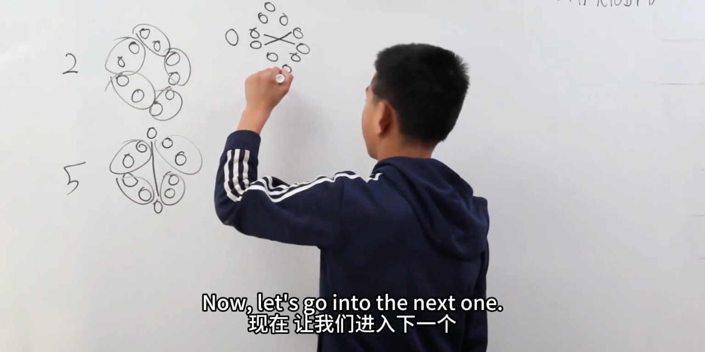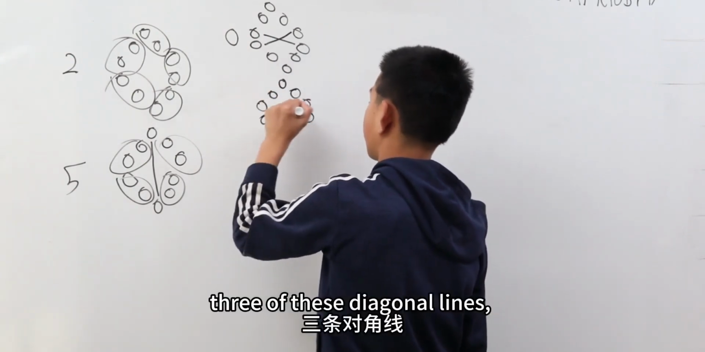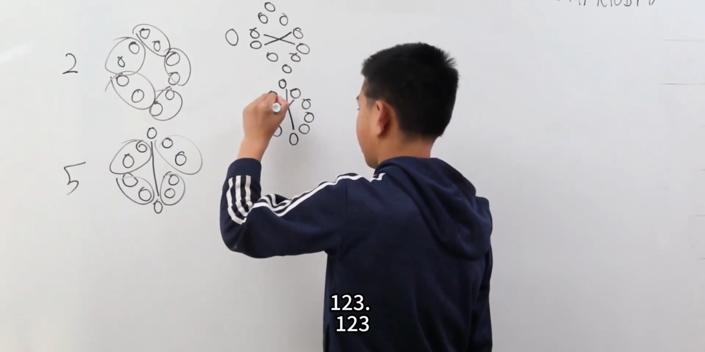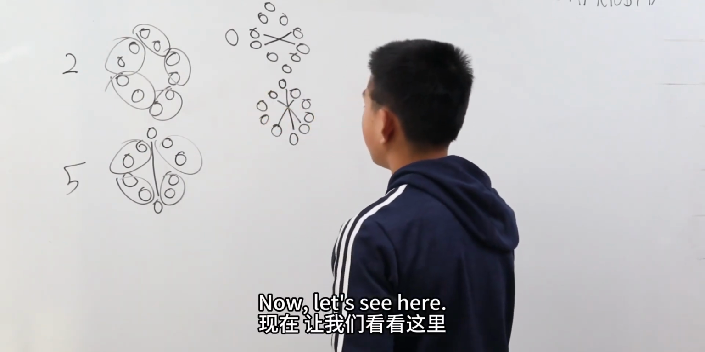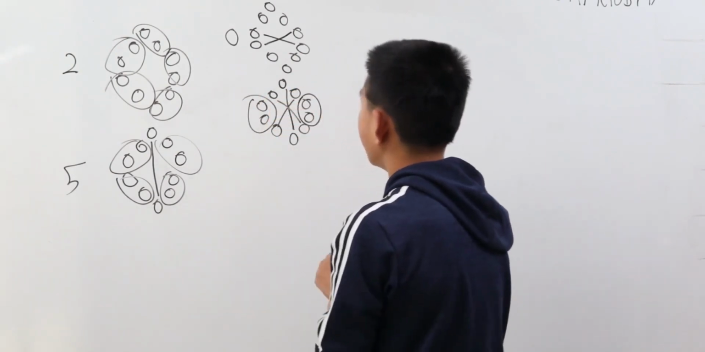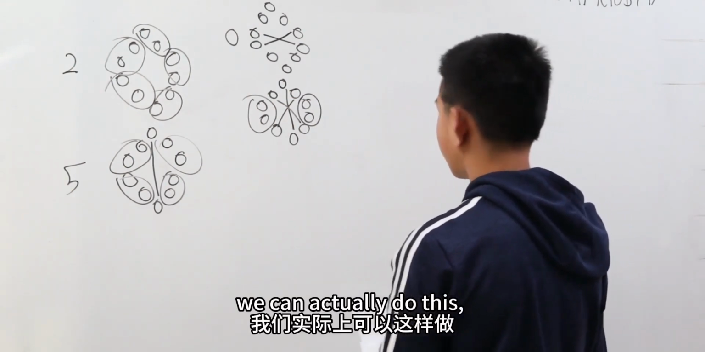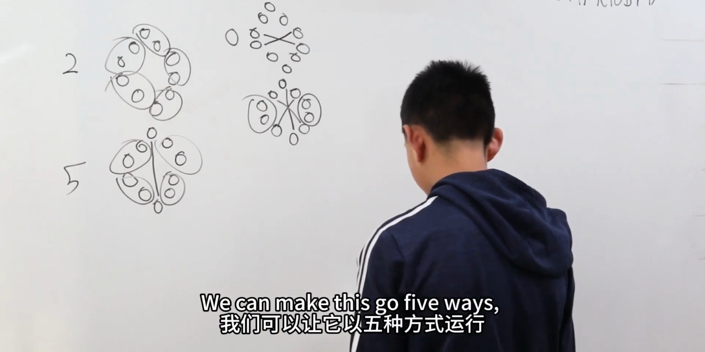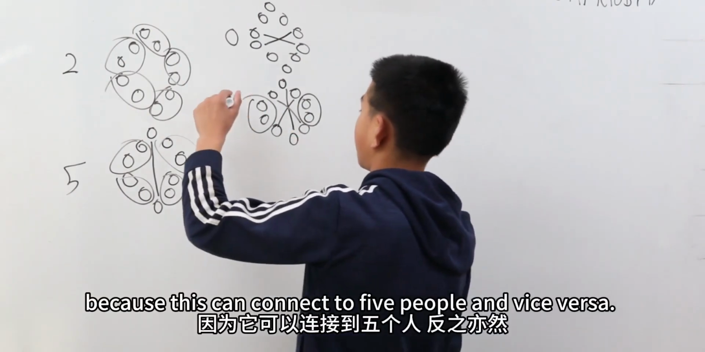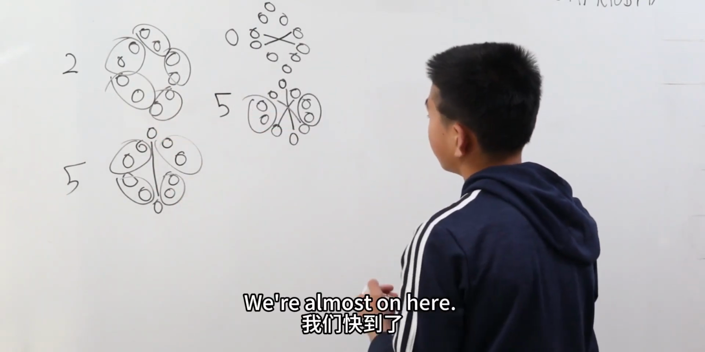Now let's go on to the next one. If there's going to be 3 of these diagonal lines, 1, 2, 3. Now let's see here. These 2 have to work together. Now since there's 3 lines, we can make this go 5 ways, because this can connect to 5 people and vice versa. So it is going to be like that. And we're almost done here.